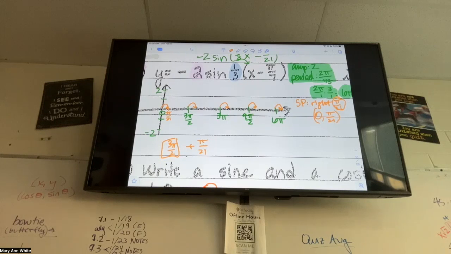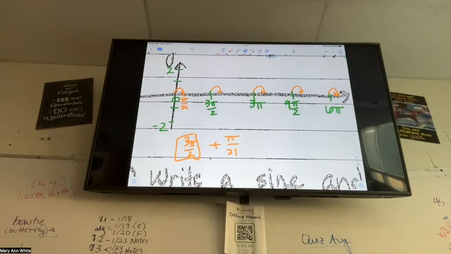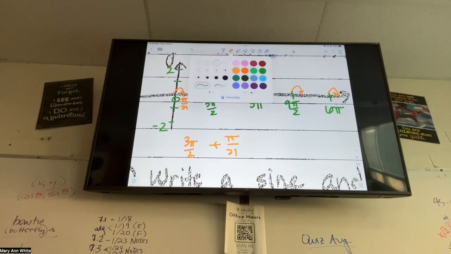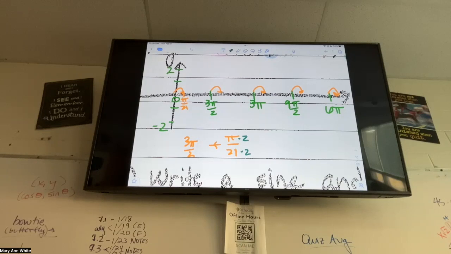plus pi over 21, I'm going to have to do some fraction work, aren't I? I'm going to have to get some common denominators. So I'm going to multiply the first one by 21 on top and bottom, and the second one by 2 on top and bottom, and I'm going to get 63 pi over 42 plus 2 pi over 42 is going to give me 65 pi over 42.